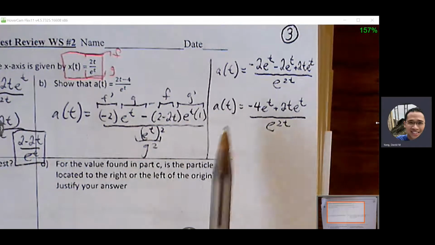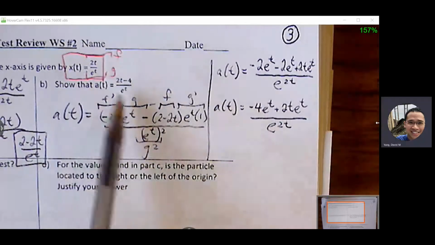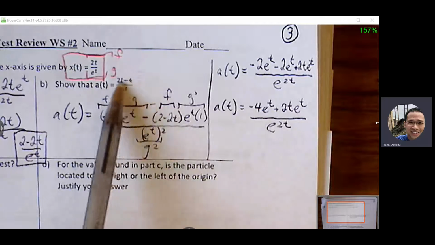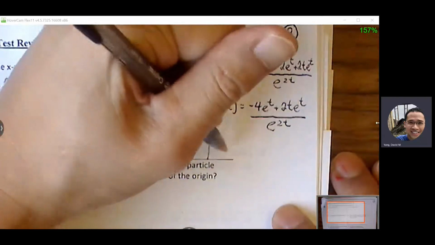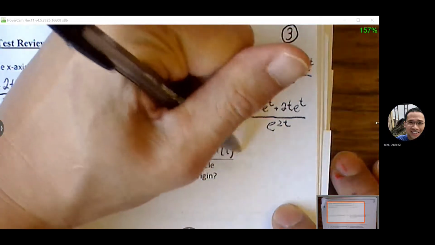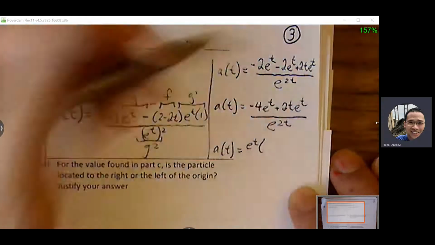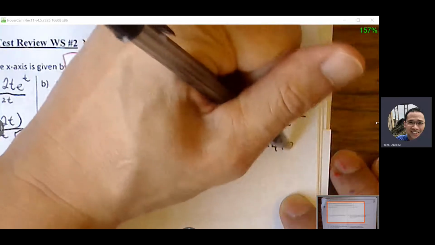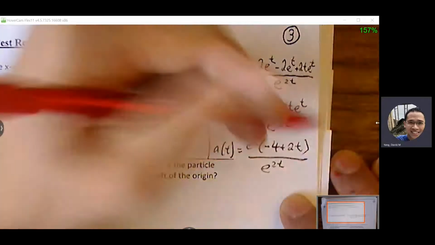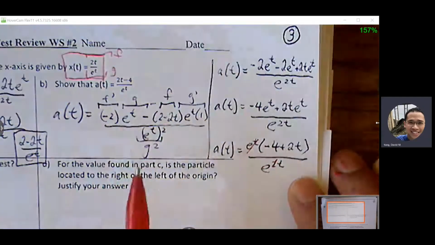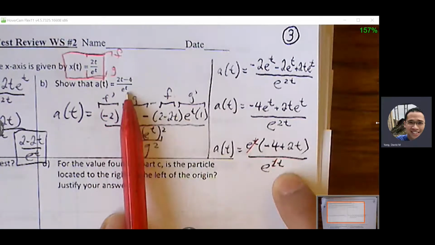What can I factor out from the numerator here? Yeah, e to the t, right? I mean, we could factor out 2 as well, but it's not really needed. We just want that e to the t to cancel out. So I get -4 plus 2t, which is the same thing as what is shown. Remove one of the e to the t's out, and we have a match. Right? -4 plus 2t, or 2t minus 4 over e to the t.